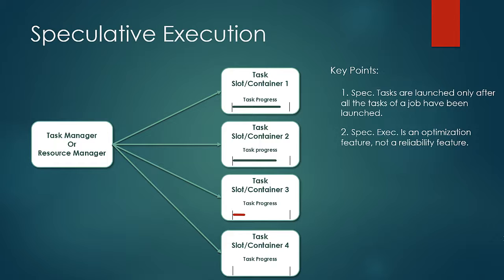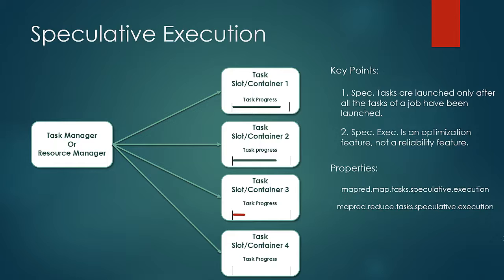Properties in regard to speculative execution are mapred.map.task.speculative.execution, which is the property for map tasks, and mapred.reduce.task.speculative.execution, which is for reduce tasks. These are Boolean properties which are by default set to true, which implies speculative execution is enabled by default.